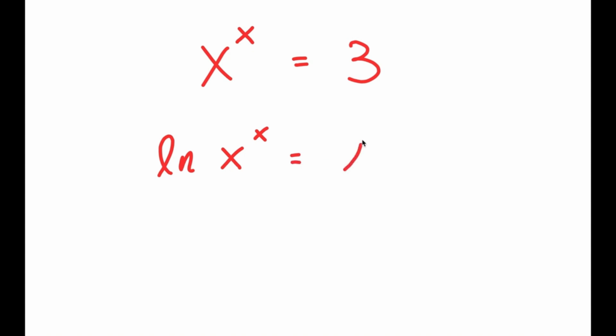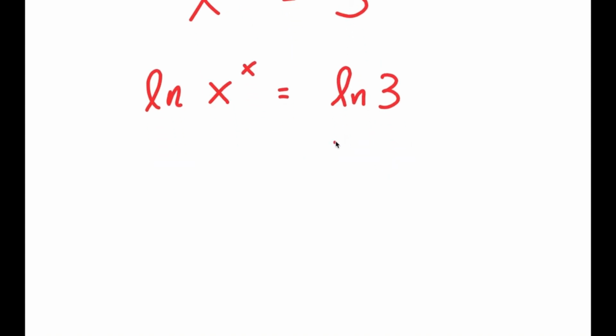Alright, so in this video, I'm going to solve the equation x to the power of x is equal to 3. To solve this, I'm going to first start by taking the ln, or natural log, on both sides. So I get ln of x to the power of x is equal to ln of 3.